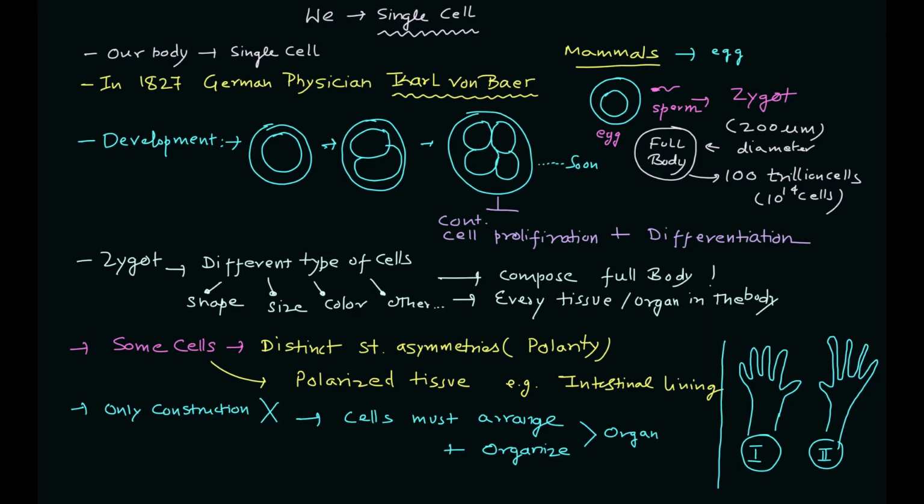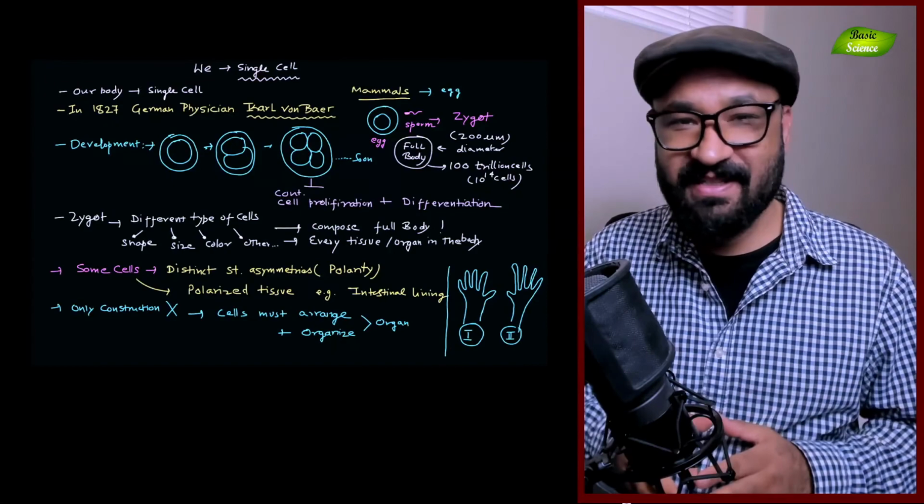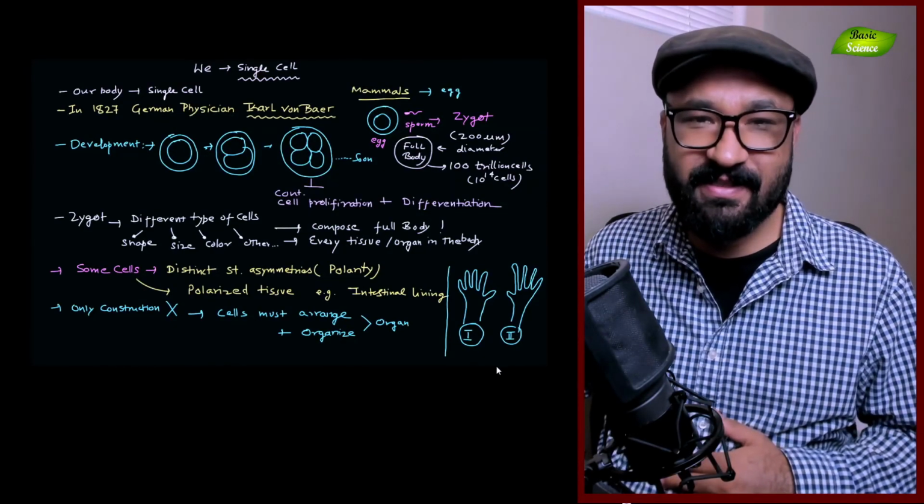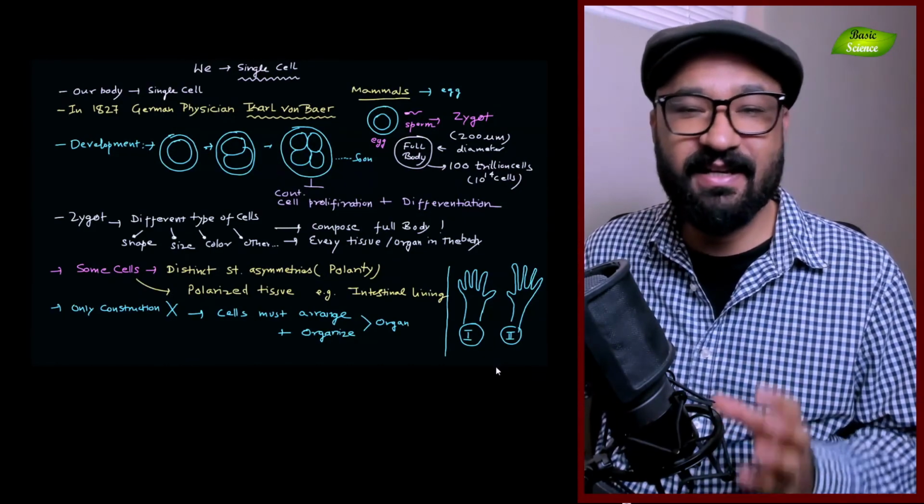So I hope in this video I've discussed some of the important facts: that the typical human body is constructed from a single cell. And the process is really complex, and I hope this video is going to motivate you to read more about this particular topic. I hope that this video is helpful for you to understand the importance of the single cell.